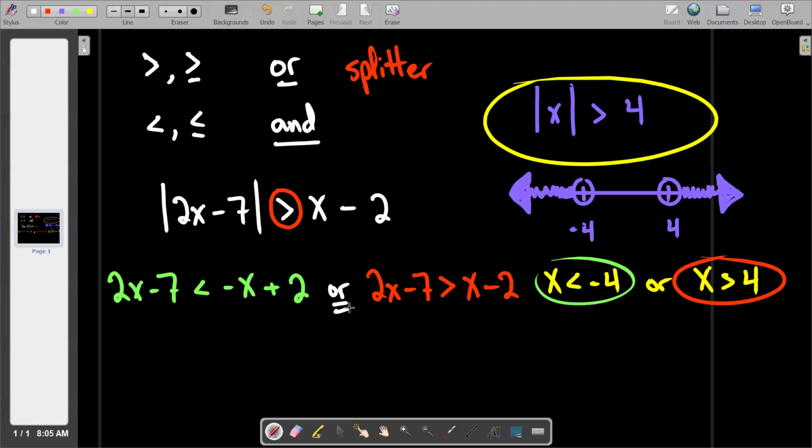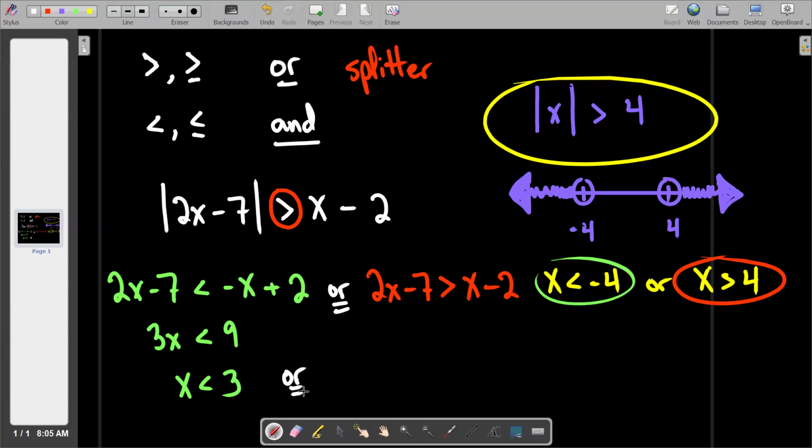So the split is done, and now we just have to solve. Help me solve the green problem, if you would. Forget the red, just solve the green. What do we get on the left? 3x. If I add the x across on the right, I have to add 7, so I get 9. And then I divide by 3, and I get x is less than 3. Now, of critical importance here is that I write down the word or.